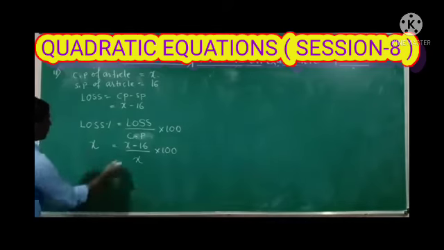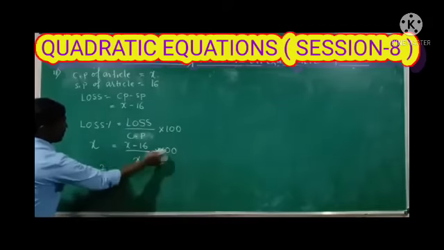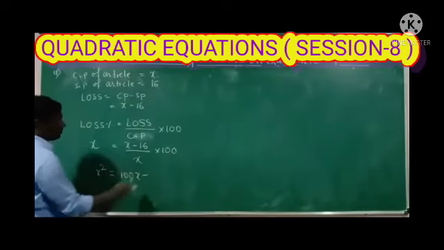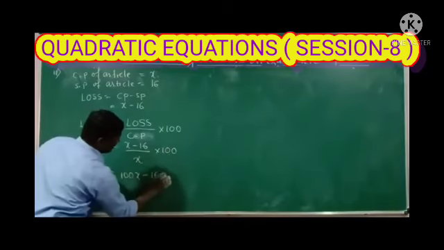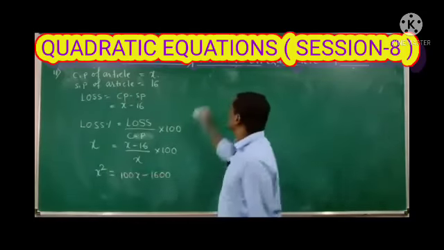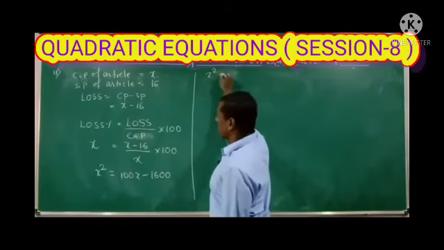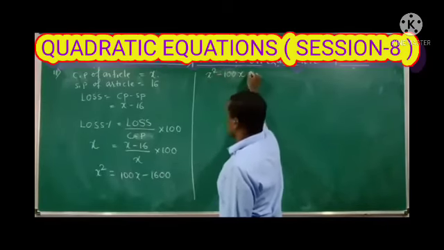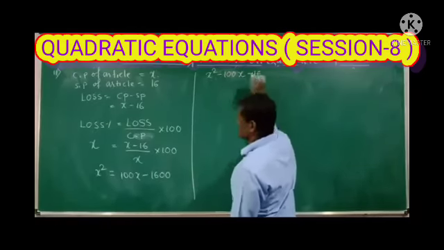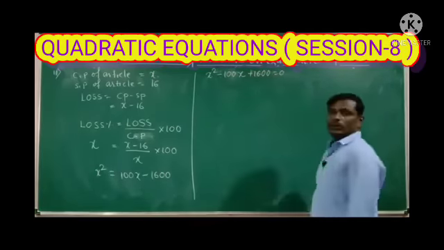Okay, now simplify this one. X into X is X square, which is equal to 100 into X is 100X minus 16 into 100 is 1600. Now take these two to the LHS side, you will get the standard form of the quadratic equation. So X square minus 100X plus 1600 is equal to 0.